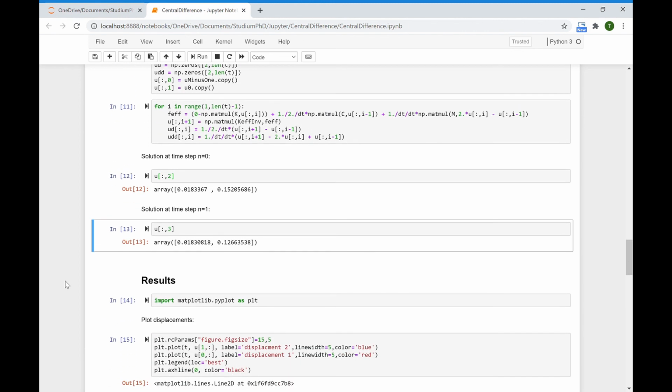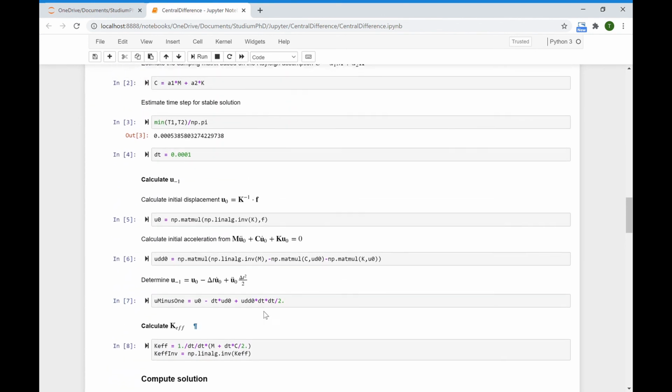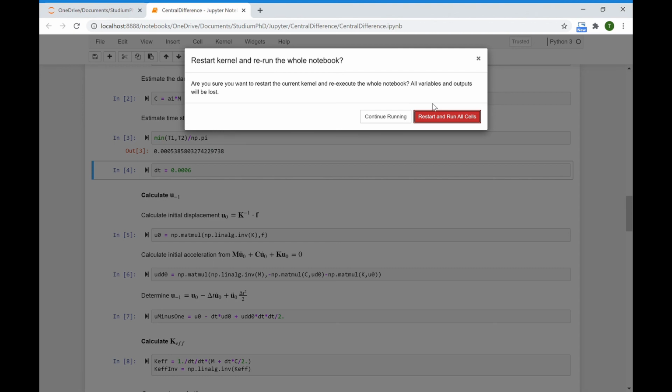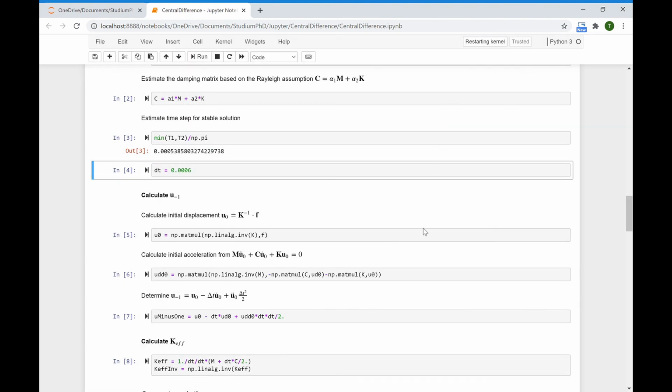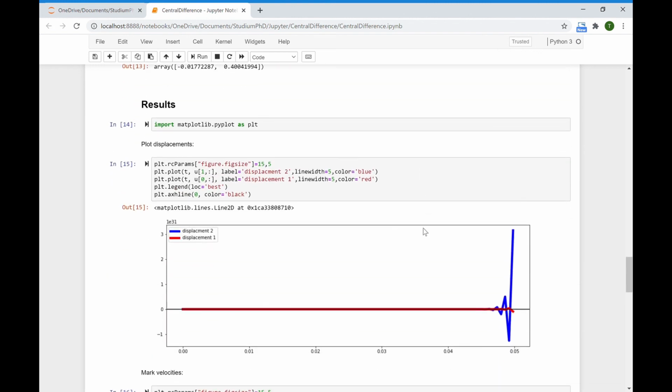I can also plot these results. For example, here the displacements of both degrees of freedom, we see that oscillations are damped with time, the effect of damping. And I wanted to show you the effect of the size of the time step. So our critical time step size is 0.005. So if we take now something bigger than that value, we see that the solution blows up to infinity.